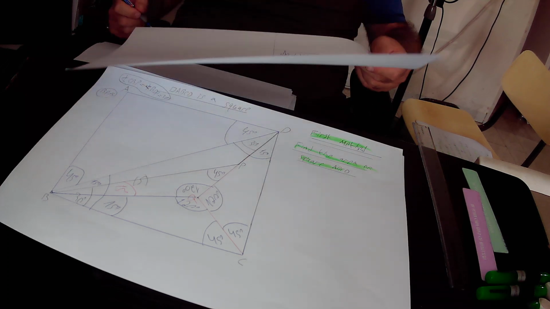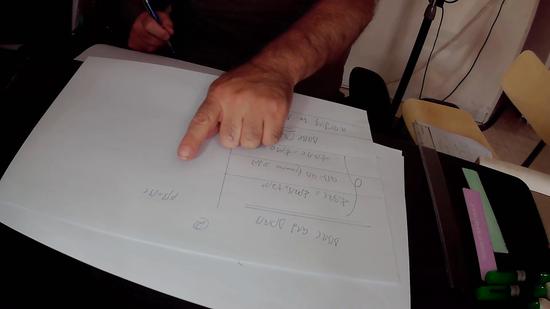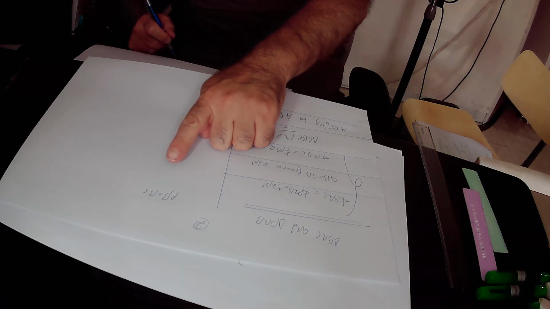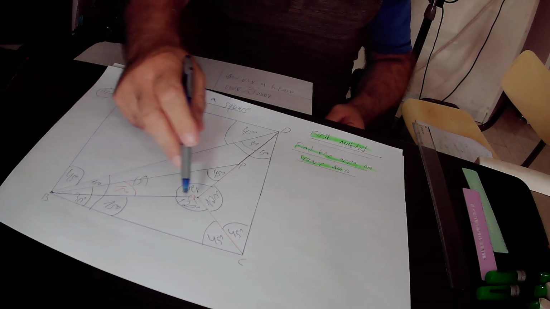And again, PB equals side BC of triangle BQC. Why are PB and BC corresponding sides?